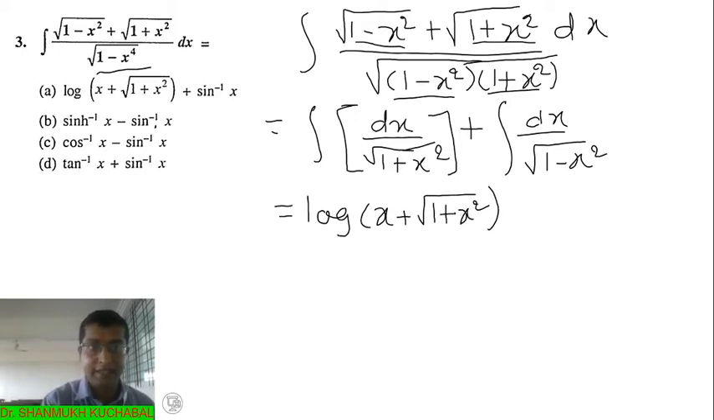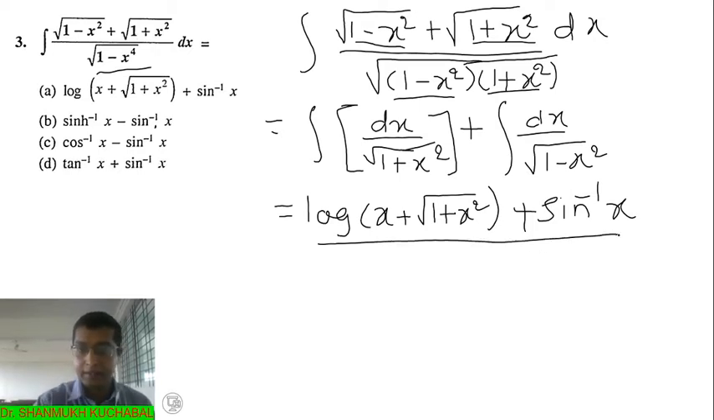Dear friends, we can see here that option A is there, right? And the second integration, 1 divided by root of 1 minus x square, is sine inverse x. Therefore we can see here that answer A is the right answer. So A is the correct option.